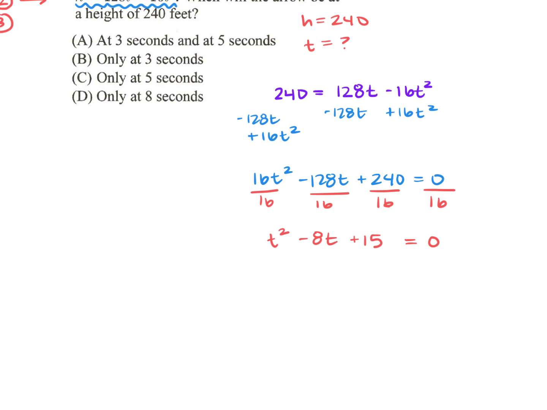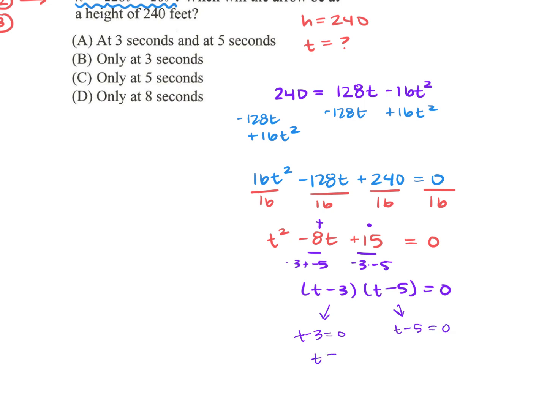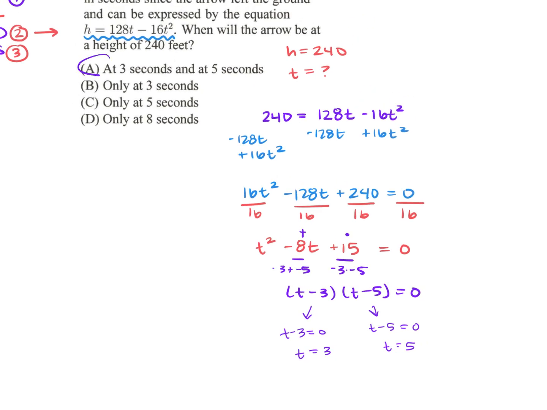So here I have my unfoil shortcut. I'm going to see if I can find two numbers that multiply to positive 15 and add to negative 8. I believe negative 3 and negative 5 are going to work, which means this factors into (t minus 3) times (t minus 5). Now that we've factored, we can use the zero product property, setting each of those factors equal to 0 and then solving for t. I get 3 and 5, which is option A.